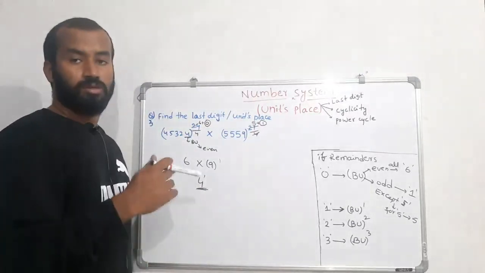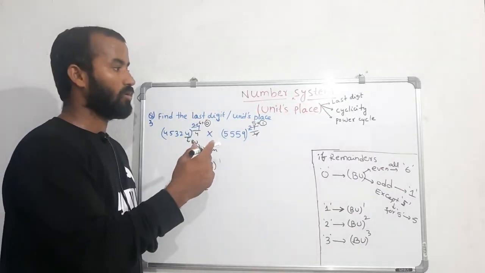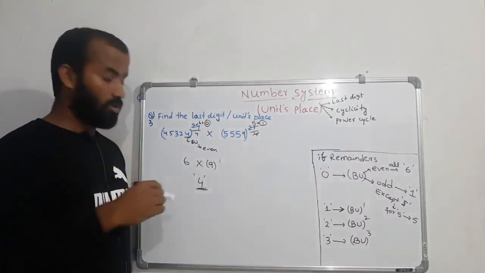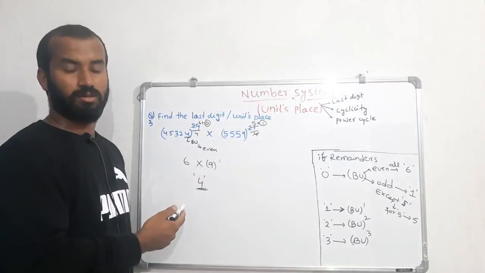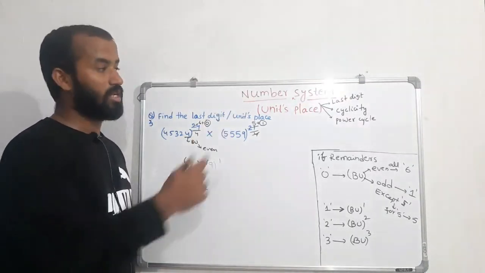So I am concluding here. 4 will be the answer. Okay. With this problem, I am concluding the units place or cyclicity topic.